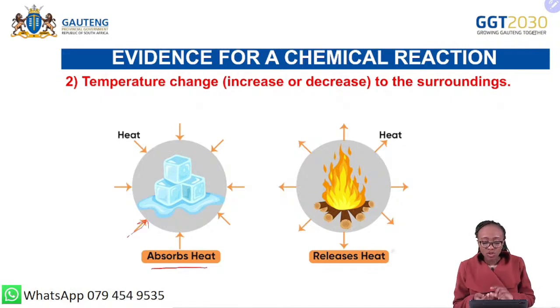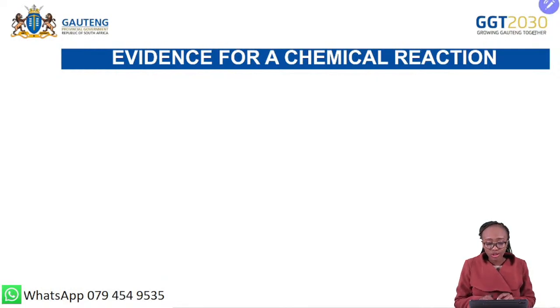And then release of heat. Here we've got wood reacting with oxygen, producing this lovely orange flame. So if there is release of heat, or if there is production of heat, then we know that there has been a chemical reaction. There's a third way.